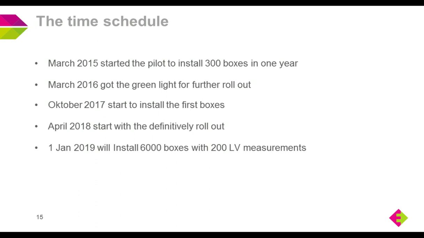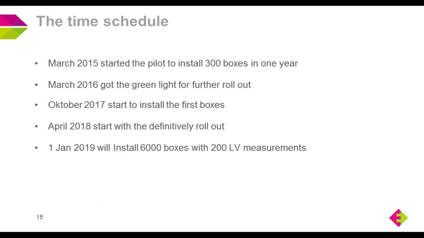2015. With the pilot in 2016, we started with the further rollout. We have built the ICT platform in that 1.5 years. In October last month, we installed the first boxes. There are now 3 boxes live. And in April 2018, we started the definitive rollout. And on 1 January 2019, we will install 6,000 boxes and 200 low voltage measurements.